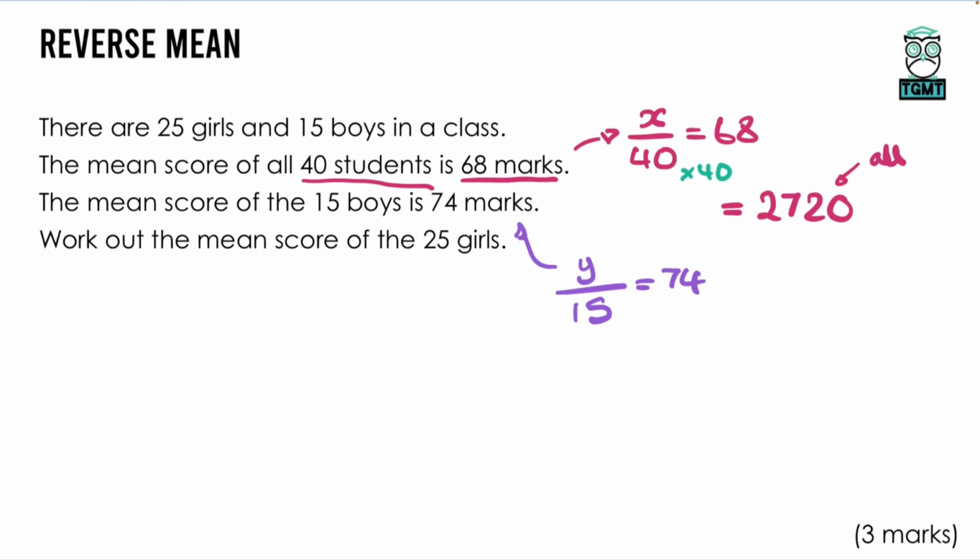Same process, I'm just going to multiply by whatever I would have divided by to get that mean. So times by 15, and we get the total, 74 times 15 for the boys, and that is 1,110, and I can label that boys.